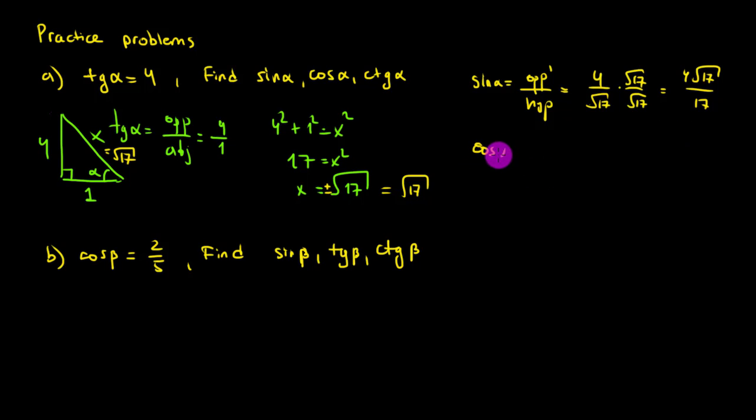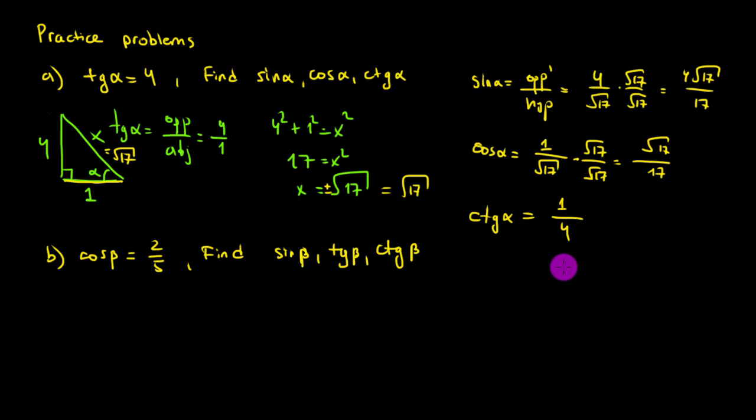Cosine alpha would be adjacent over hypotenuse. For alpha, adjacent is this side, which is 1. So 1 over square root 17. You also have to rationalize this, and then you get square root 17 over just 17. Cotangent would be equal to adjacent over opposite. So adjacent is 1 and opposite is 4. That's it. Let's go to the second example.